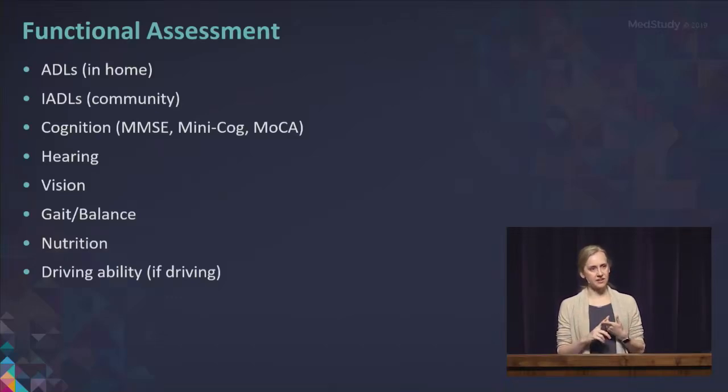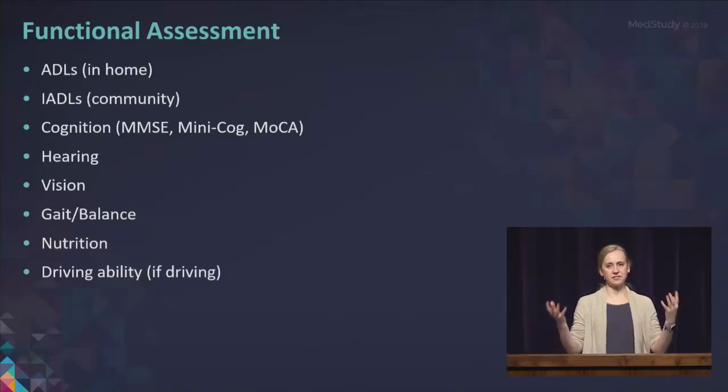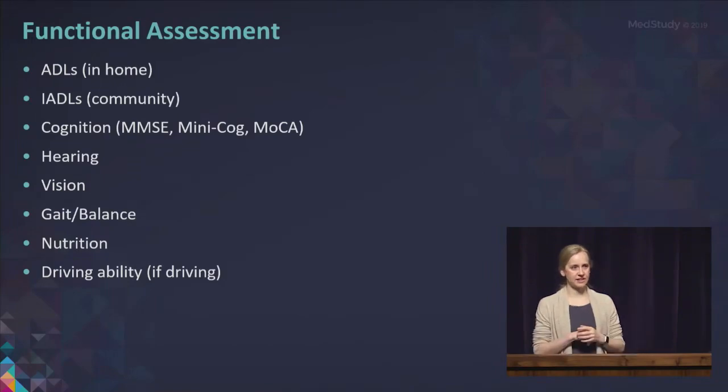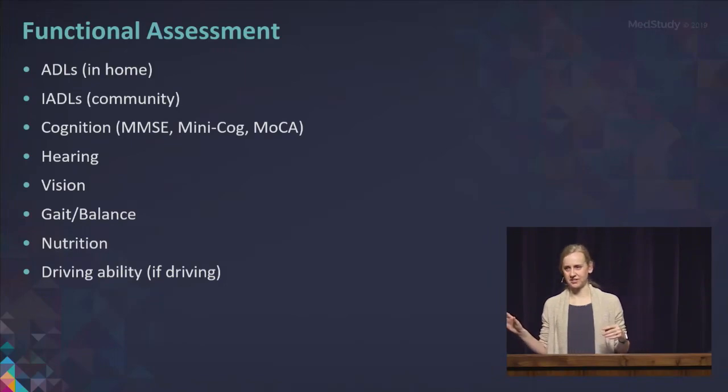The first one is ADLs, which are activities of daily living that are done in the home. These are the things that toddlers learn how to do, right? How to feed yourself, how to clothe yourself, how to bathe yourself, right? How to use the bathroom. IADLs, on the other hand, are things that happen in the community. So these are things that teenagers learn how to do, right? Like how to drive and how to shop, how to pay bills, that kind of thing.